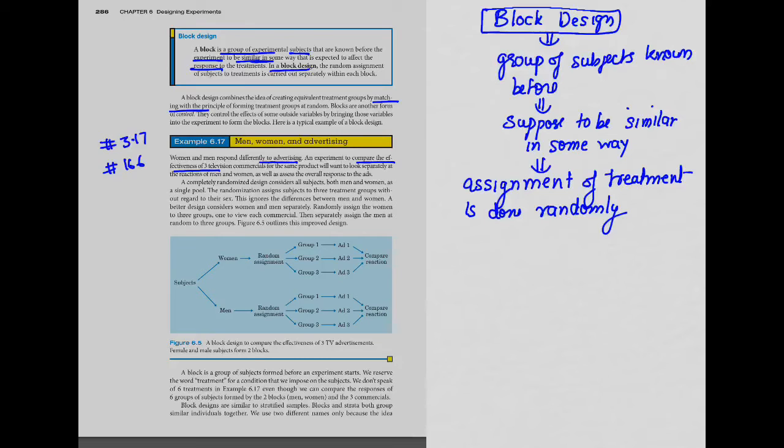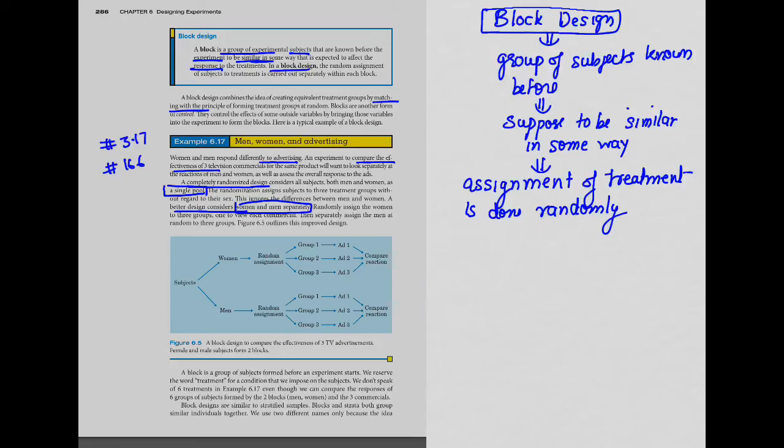So in order to do that, we can take the help of a completely randomized design or a block design. In one case, if I just take a completely randomized design, I can consider men and women just as a single pool. We are not going to differentiate between them. Irrespective of their gender, we are going to randomly assign the different advertisements, and then we'll read the response variable. But sometimes the better design for this is to compare men and women separately, because their liking for different advertisements could be different.